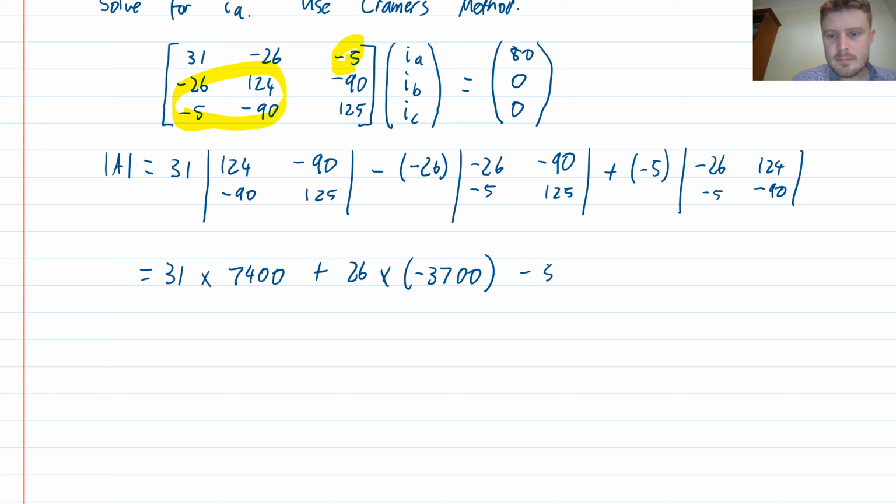Finally, I will have minus 5 times, again, I can pretty much just type this out, negative 26 times negative 90, minus 124 times negative 5, and that will be 2,960.